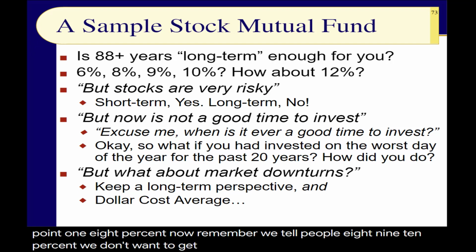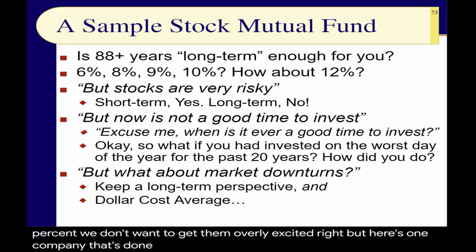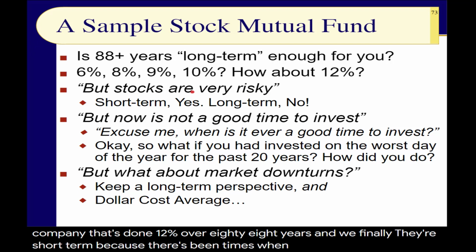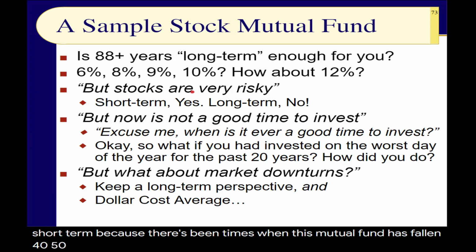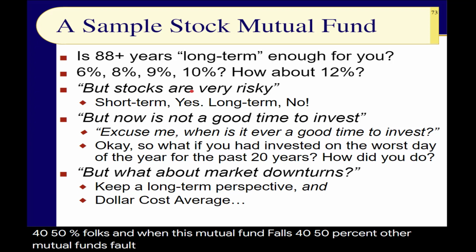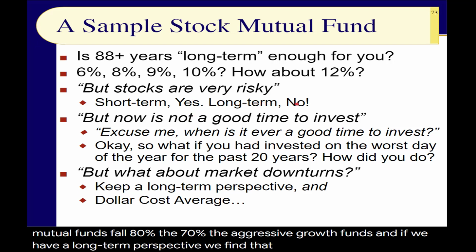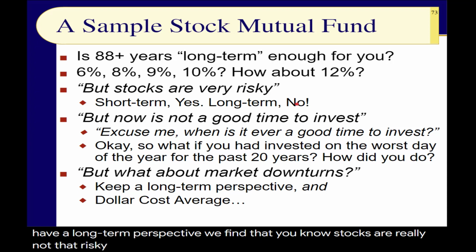We don't want to get them overly excited, right? But here's one company that's done 12% over 88 years. And we find that stocks are very risky in the short term, because there's been times when this mutual fund has fallen 40, 50%, folks. And when this mutual fund falls 40, 50%, other mutual funds fall 80%, 70%, the aggressive growth funds. And if we have a long-term perspective, we find that stocks are really not that risky if we're able to withstand the volatility. And of course, if the world doesn't end.